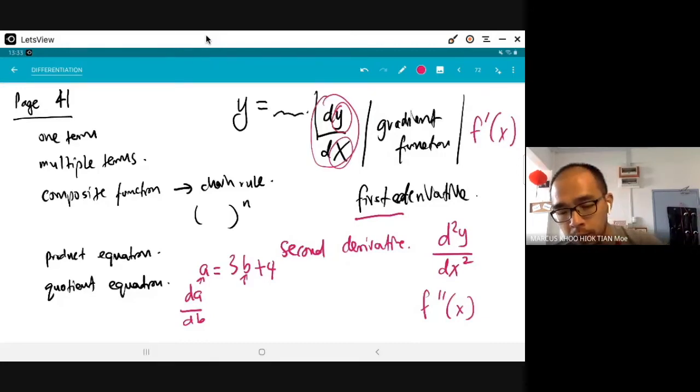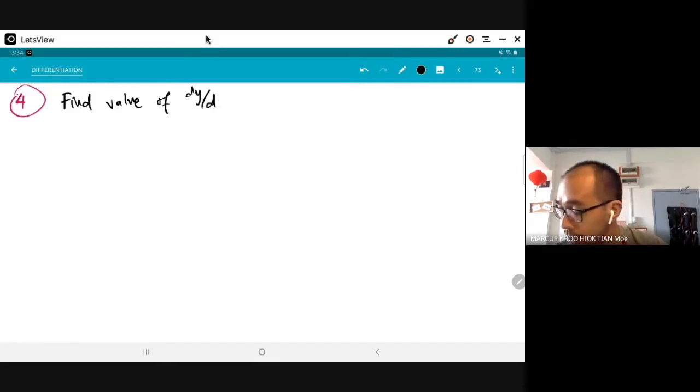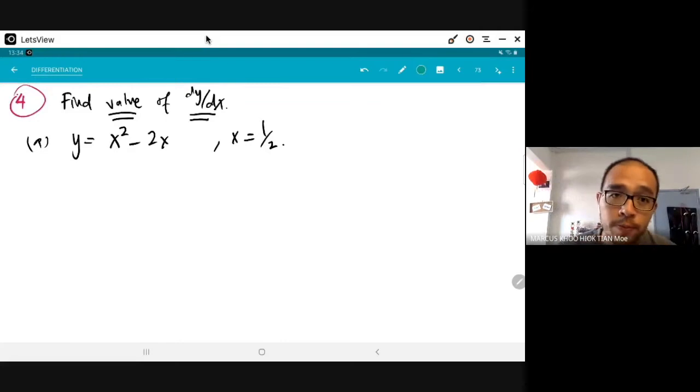Okay, now today, I just want to complete this whole kemahiran thing by first taking a look at question number 4. Okay, dia cakap, find the value of dy dx. So we want to talk about soalan find the value of dy dx. Okay, for each of the given value of x. So soalan A, dia beri y equals to x squared minus 2x. Dan dia bagi x sama dengan half. Okay, kalau kita mau cari find the value of dy dx, what is the first thing that we must do?